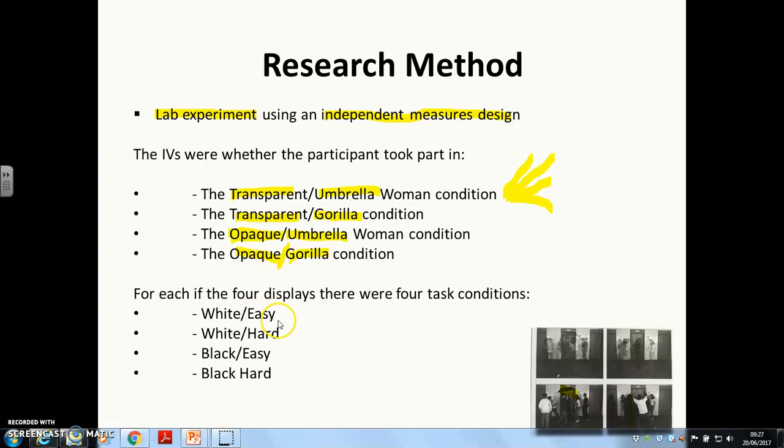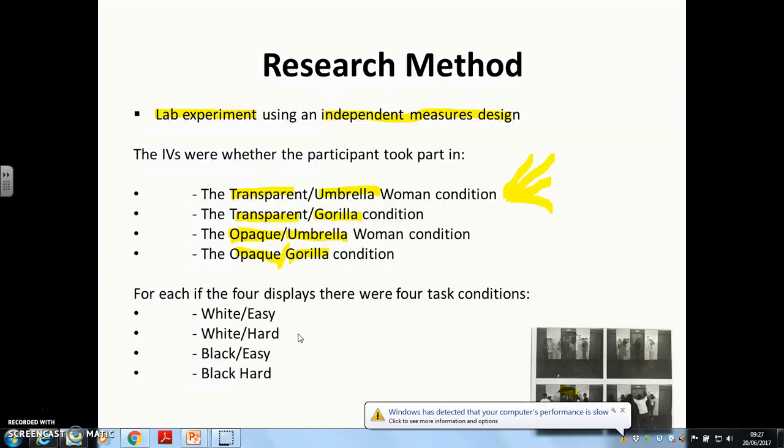These were essentially, I'll tell you now and then we'll look at it in a sec, the white easy is following the white team. Easy is just counting the number of passes, that's the instruction. If it's white hard, then they were being asked to do more complex things like count the number of bounce passes and the number of air passes. Okay, so far more difficult to follow because you're trying to count 2 different things. And white and black is simply the team dressed in white or the team dressed in black.